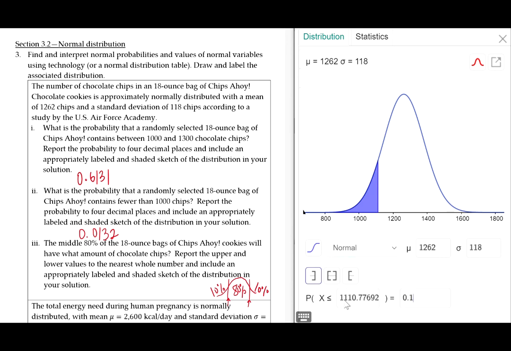That is 1,110.78. So rounded to the nearest whole number is 1,111. And I also want 10% to the right. So I'm going to push the button to the right and again enter 0.1. And now it tells me that this value down here is 1,413. That's the value rounded to the nearest whole number. And again, this picture down here is a little bit better to show the middle 80%. Our mean is still at 1262. The distance from the mean to the inflection point is still 118.